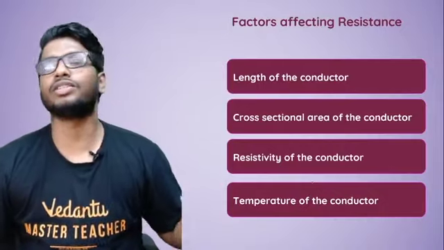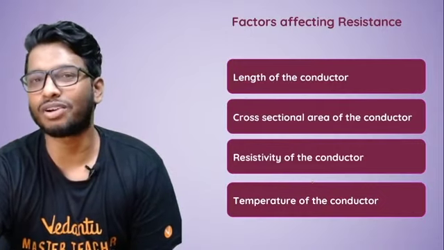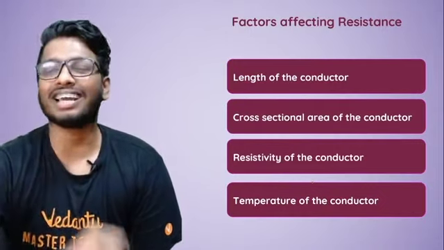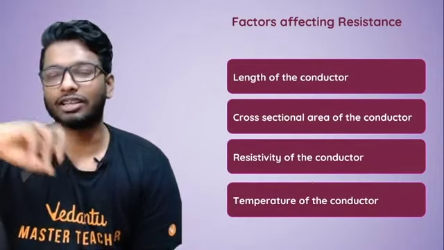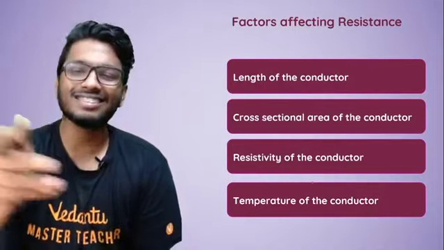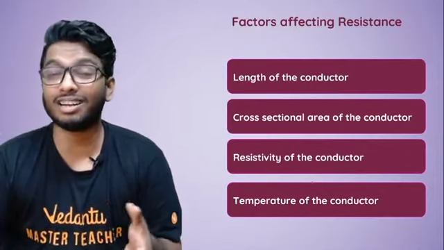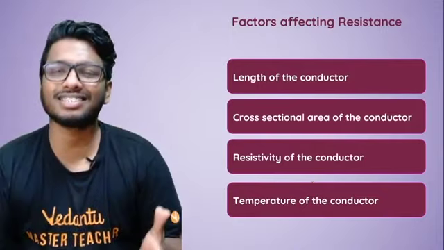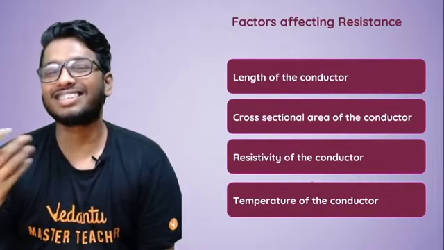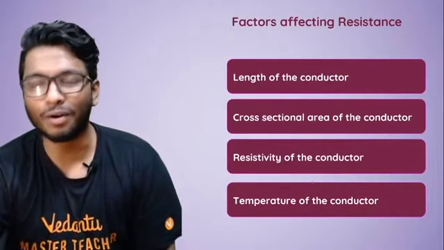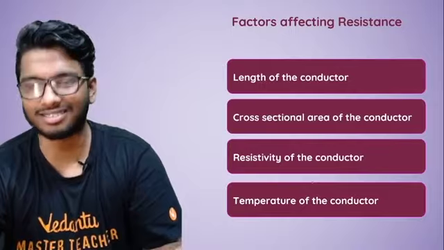All right guys, so in conclusion, what are the factors affecting resistance? Let's take a look at it one more time. The length of the conductor is one thing: the more the length, the more the resistance. Secondly, the cross-sectional area: the more the cross-sectional area, the more the area for the electrons to flow, the lesser the resistance. Third is the resistivity of the conductor, that is the property of the material itself. If the material offers less resistivity, then the resistance offered is less. On the other hand, if the resistivity is more, then the resistance would also be more. And temperature is also one more factor. The more the temperature, the more the resistance.